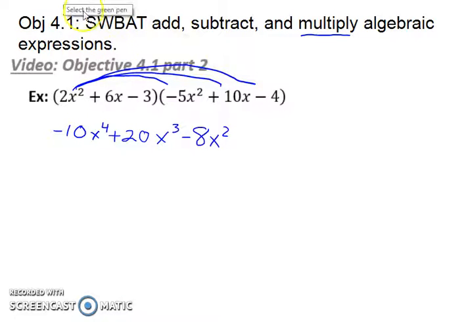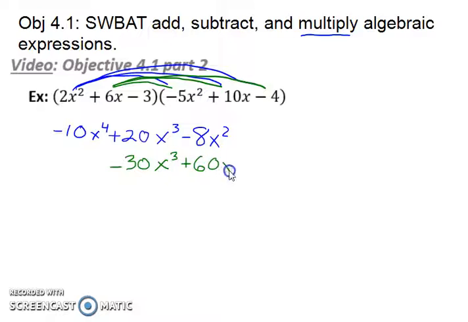Next, I'm going to distribute that 6x to the same three things. Now, here's where I'm going to show you something you might not have seen before. Instead of just writing out what I get after the negative 8x squared, I'm going to write it on a new line such that the like terms line up. 6x times negative 5x squared is negative 30x to the third. And you can see that these line up, meaning that I can combine like terms very easily. 6x times 10x is 60x squared. And 6x times negative 4 is negative 24x.